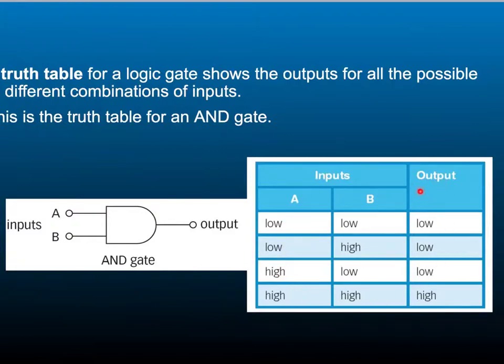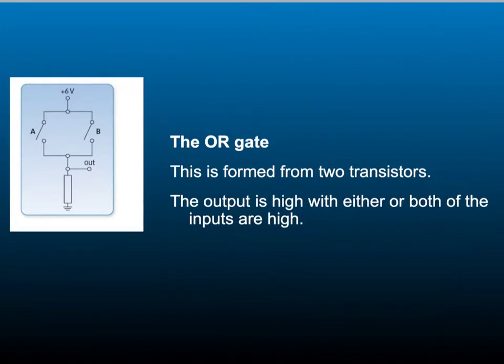This is called a truth table for the logic gate. It shows the inputs A and B, corresponding to these ones here, and then the output. Now we saw before that both of the inputs have got to be high for the output to be high. So if only one of them is high, then the output will be low. You need both of the inputs to be high for a high output.